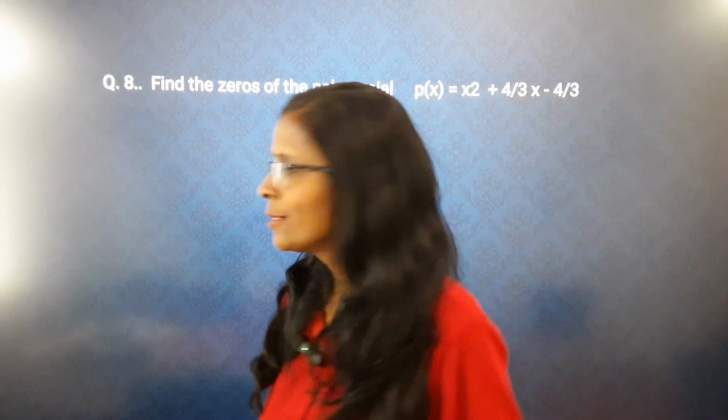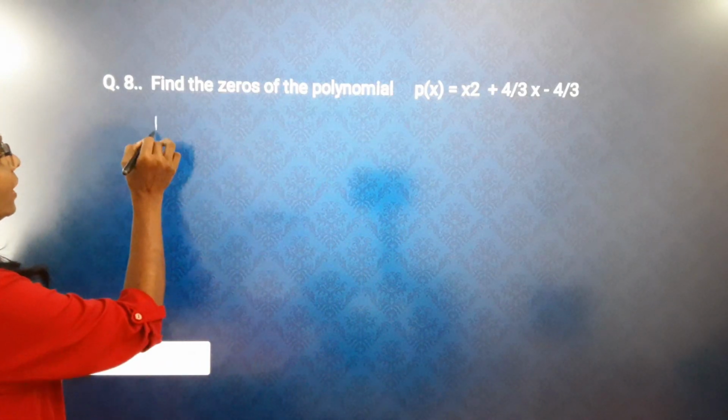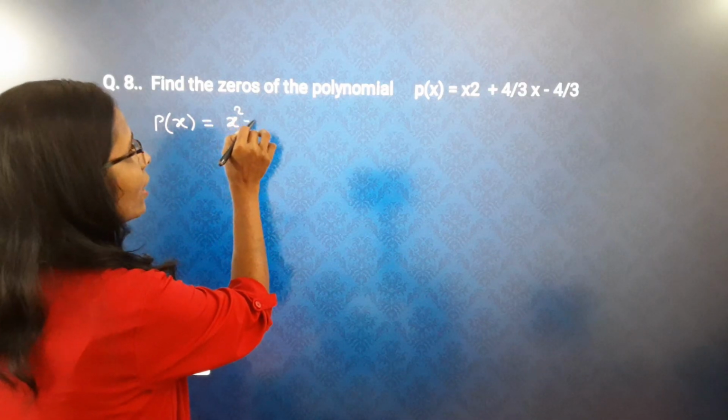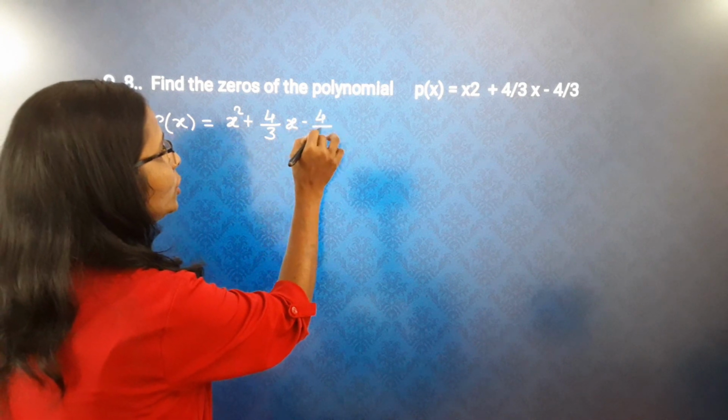Okay, so now how can we solve? First we write the given polynomial p of x is equal to x square plus 4 upon 3 x minus 4 upon 3.